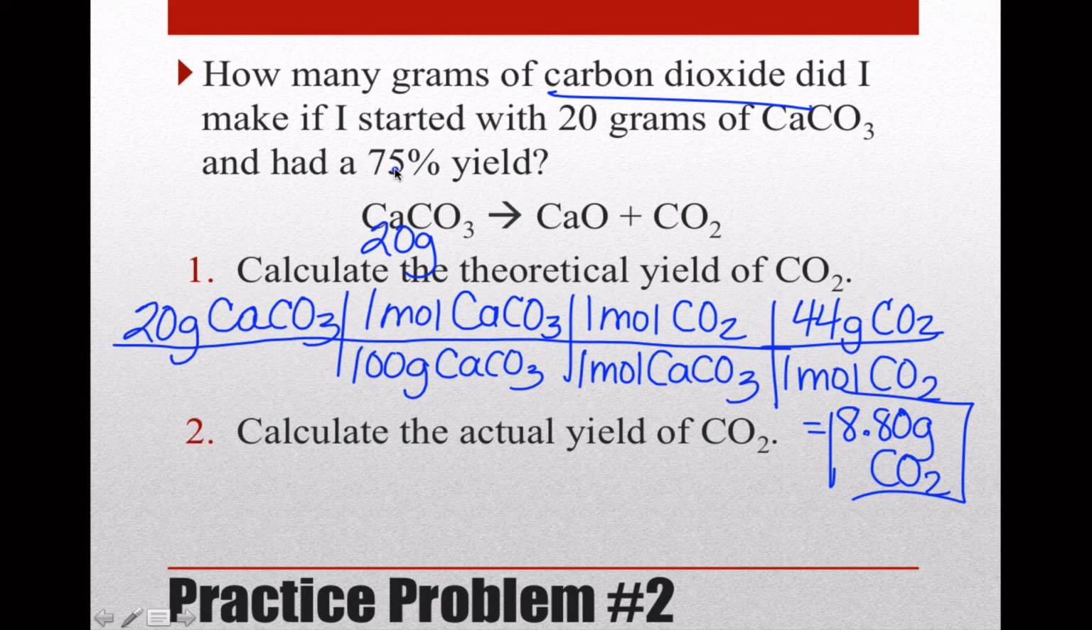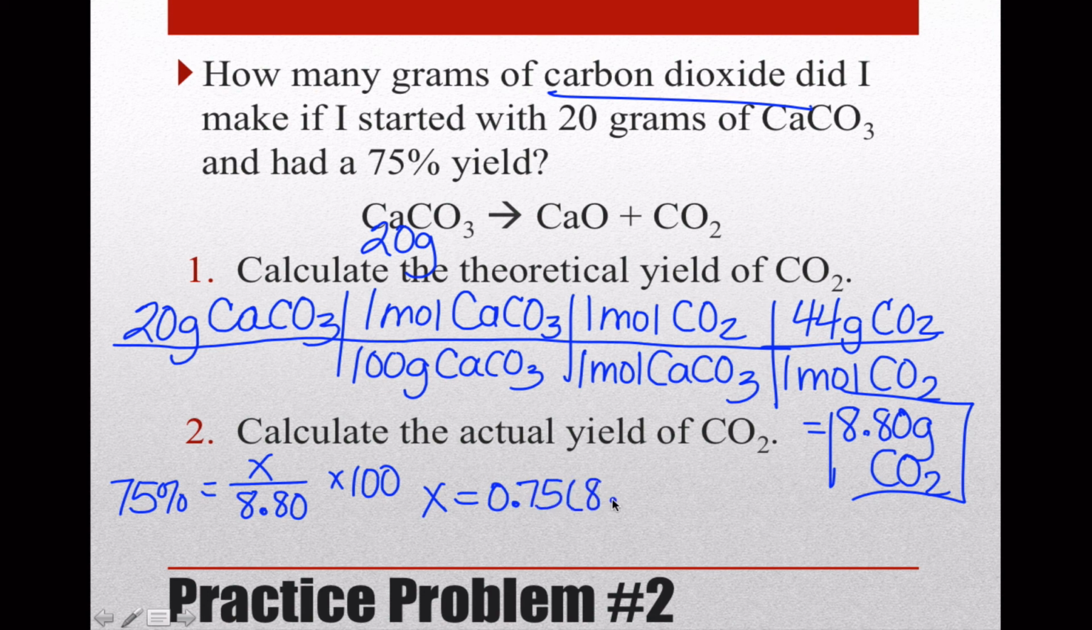But I only got 75% of that. So if you want to set that up in the percent yield formula, it would be like this. 75% equals my actual. I don't know what that is. That's what I'm solving for. But I should have got 8.8 grams, and then we have to multiply by 100. So you end up getting 0.75 times 8.8. And when we do that, we get 6.6 grams of carbon dioxide actually produced.